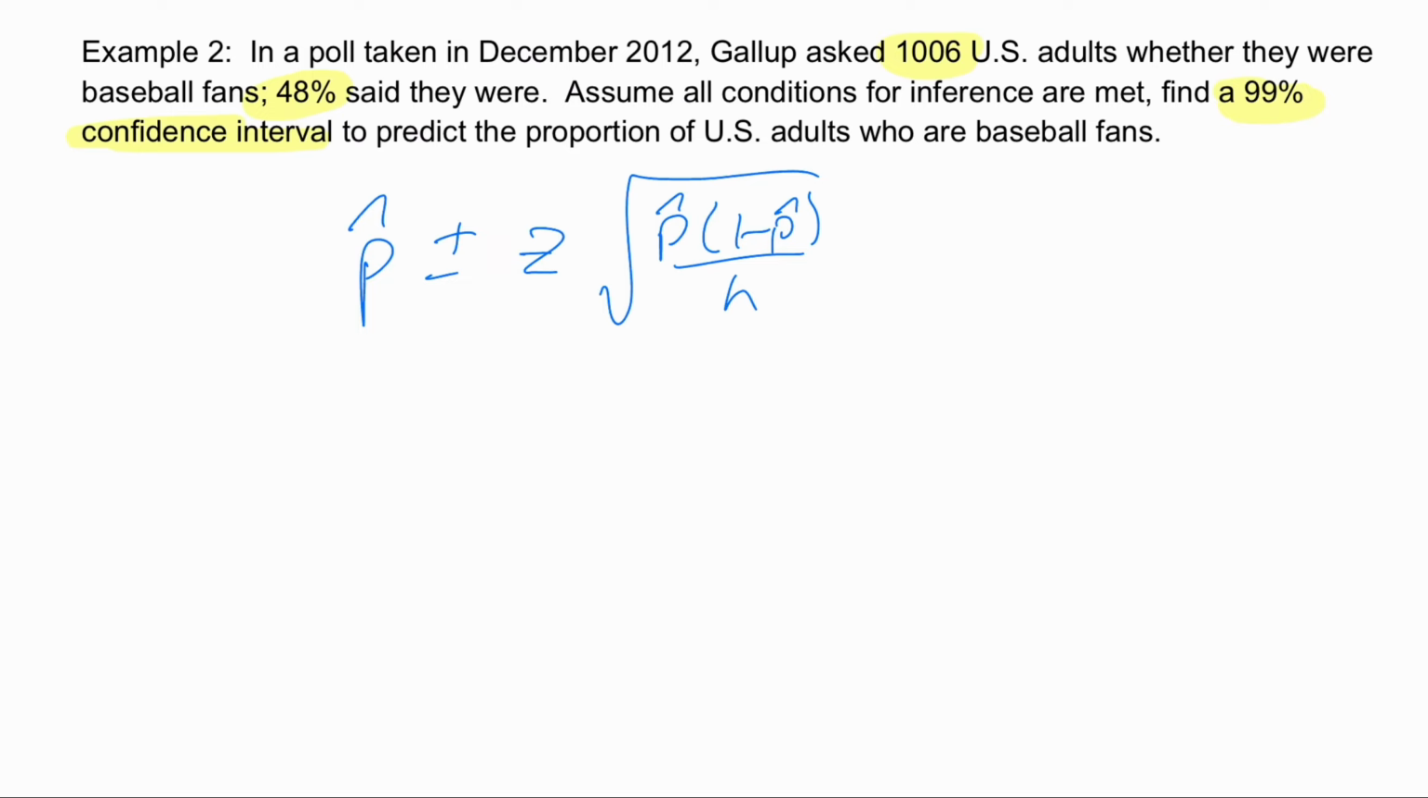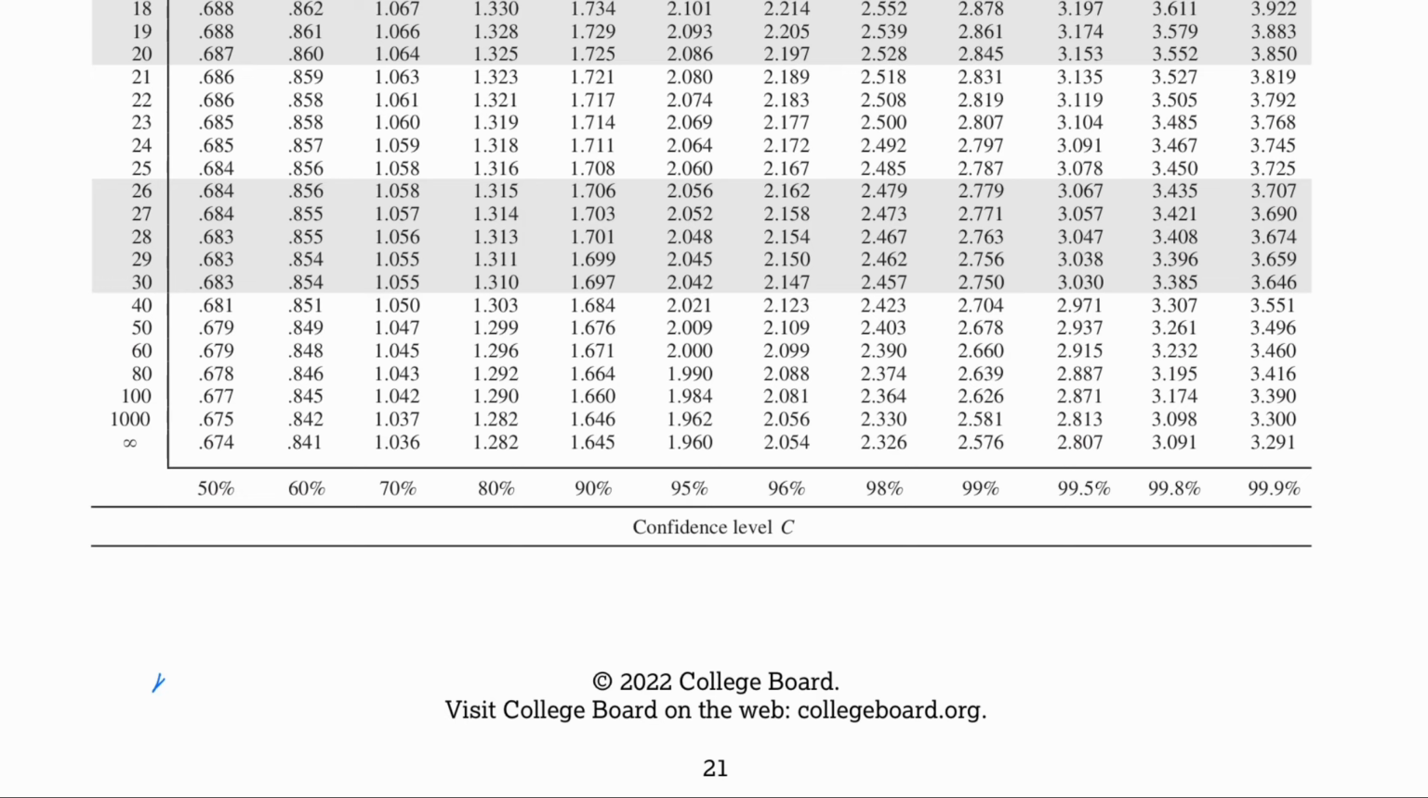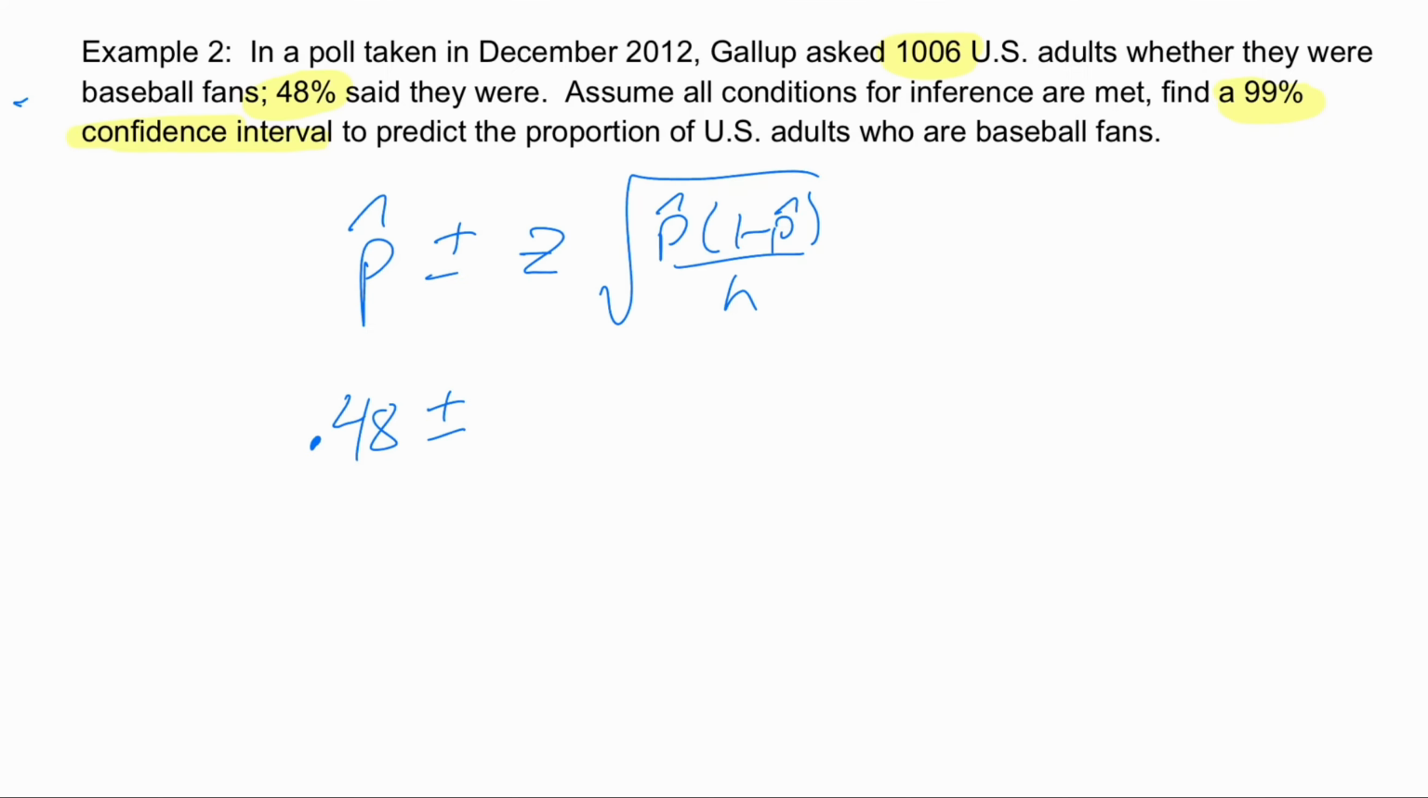All right, so for our p hat, we already said was the 48%, so we're going to say 0.48 plus or minus. Now our z-score, we're looking for that 99% confidence level. So we're going to take a look at our z-score tables. We're going to look for our 99% confidence, which is this number right here, and look at that first number right above it, so that 2.576. That 2.576 is going to be our z-score. So as we said, that's 2.576.